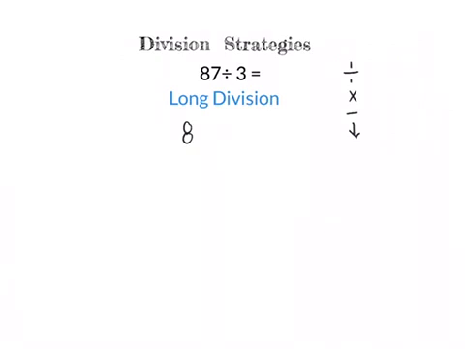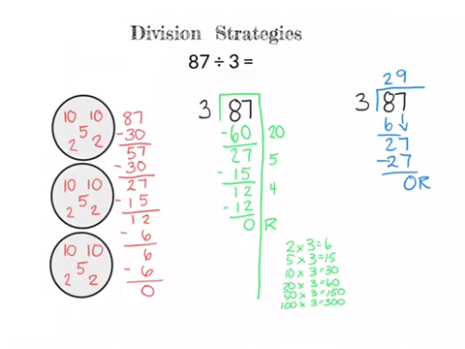So we put 87, and 3 goes into 8 2 times. Multiplication, 2 times 3 is 6. Subtraction, 8 take away 6 is 2, and bring down the 7. 3 goes into 27, 9 times. Multiplication, 9 times 3 is 27. 27 take away 27 is 0, remainder. So those are the 3 different strategies that I work my students through for division.